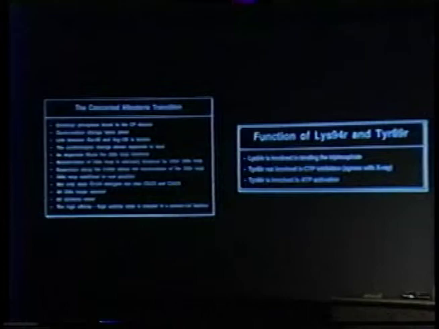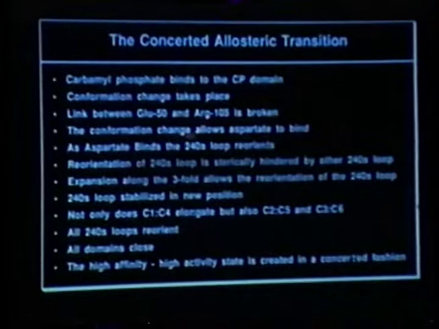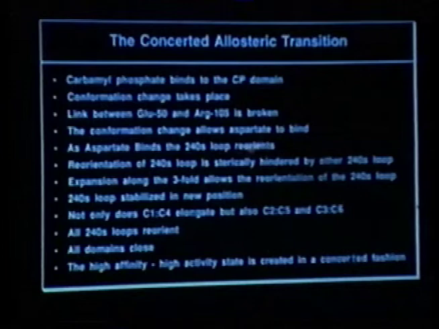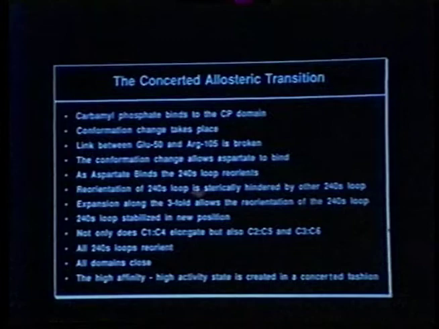Now, we then have the following comments to make about the concerted allosteric transition. Carbamyl phosphate binds first, before aspartate. That agrees with the kinetics, it agrees with the structure. A conformational change takes place, a local one, not very much, 2 angstroms in the backbone. The link between glutamic 50 and arginine 105 is broken because 105 binds to the substrate. And this conformational change allows aspartate to bind. As aspartate binds, the 240s loop reorients because you then begin to close the active site. And that closure moves the 240s loop. A reorientation of the 240s loop is sterically hindered by the other 240s loop.